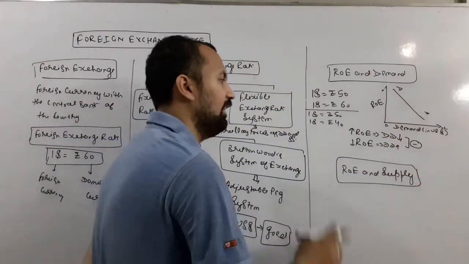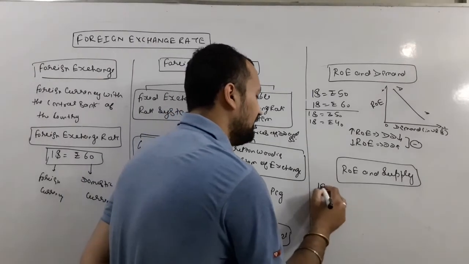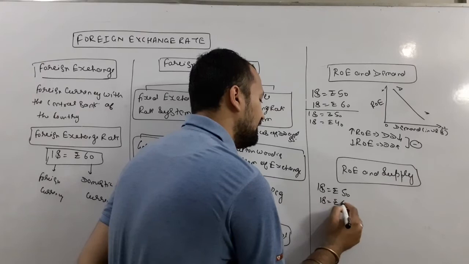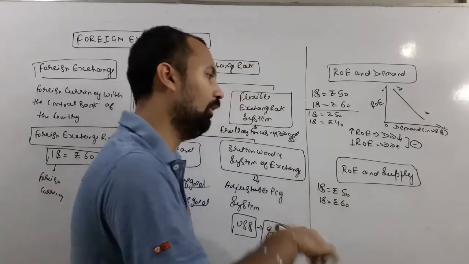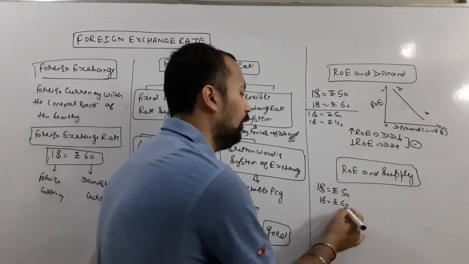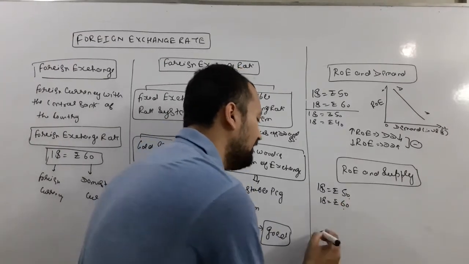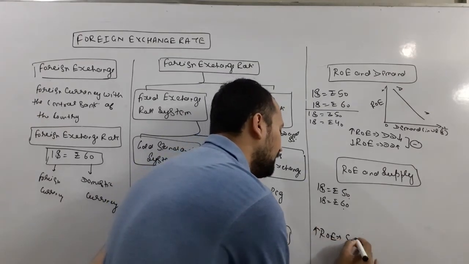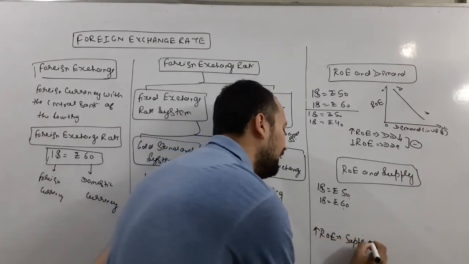Now the next relation is rate of exchange and supply. Just an example, $1 equals rupees 50, then $1 equals rupees 60. If we sell or supply something, we got 50 in return earlier, and now we are getting rupees 60. It means that when the rate of exchange increases, supply of that particular commodity increases.